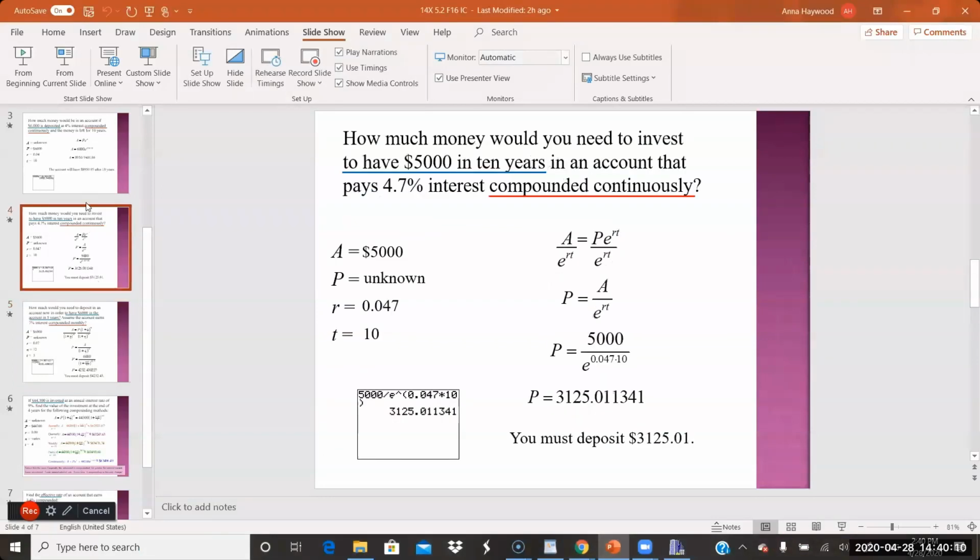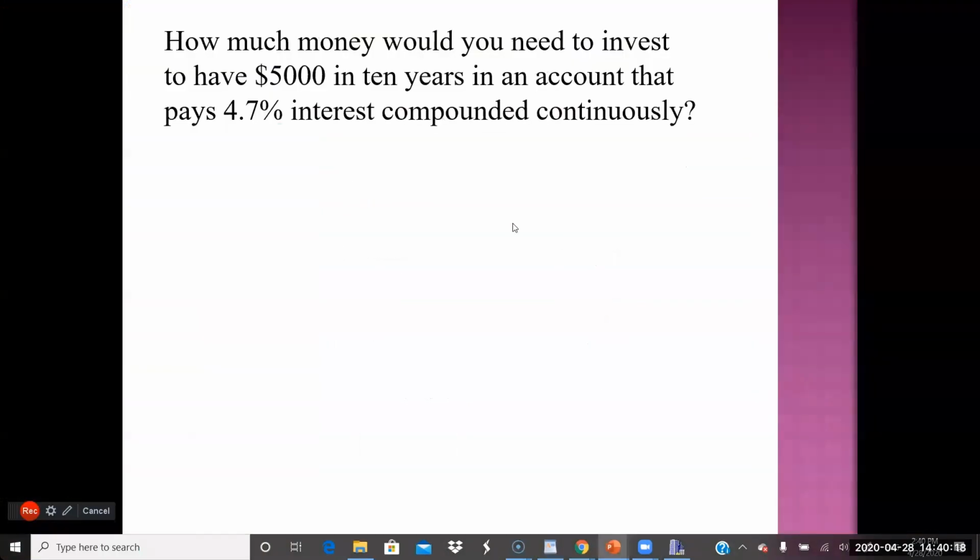Okay. So how much money would you need to invest to have $5,000 in 10 years? The goal is that you end up with $5,000 in 10 years. So that's the A, your amount. Think of A as the accomplishment. The accomplishment will be $5,000 in 10 years, and the interest is 4.7% compounded continuously. The word continuously gives you a hint that you have to use this formula.